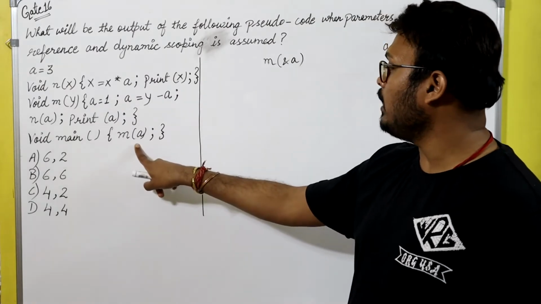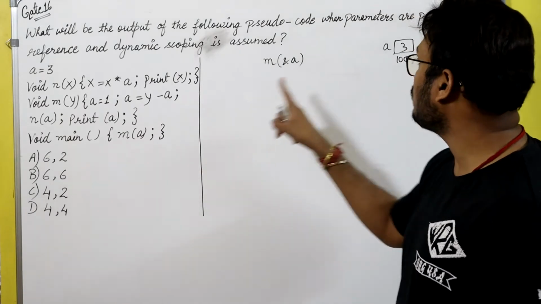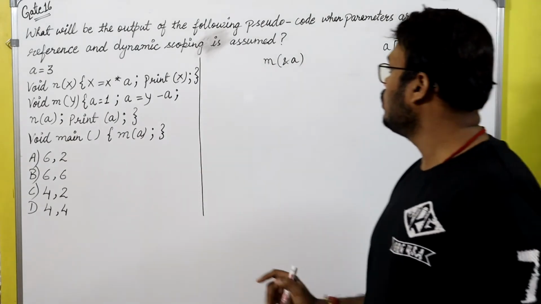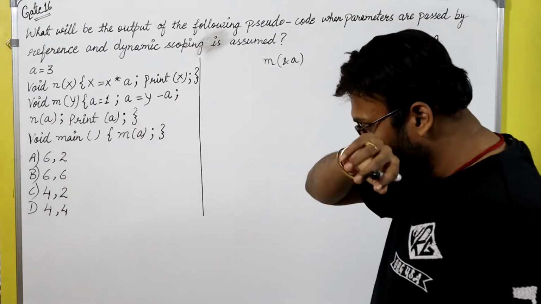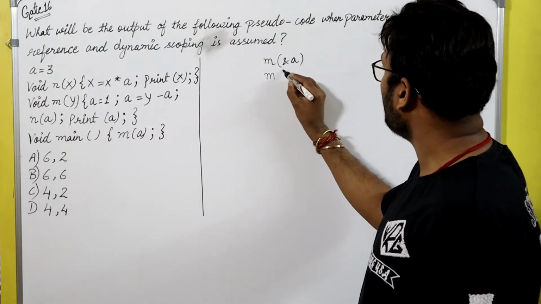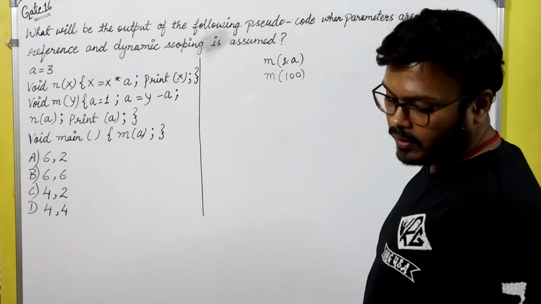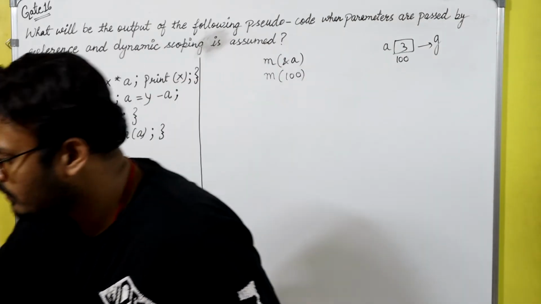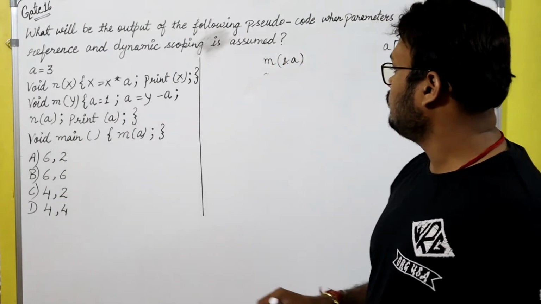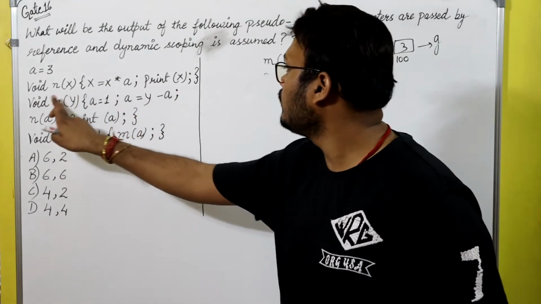Here, m of a means what? Exactly what they are doing: they are passing the address of this global variable, that is 100. Fine. So what is happening? M of 100 is passed here. So here the address of a is passed. The address of a is passed. And where is the m function? M function is defined here.